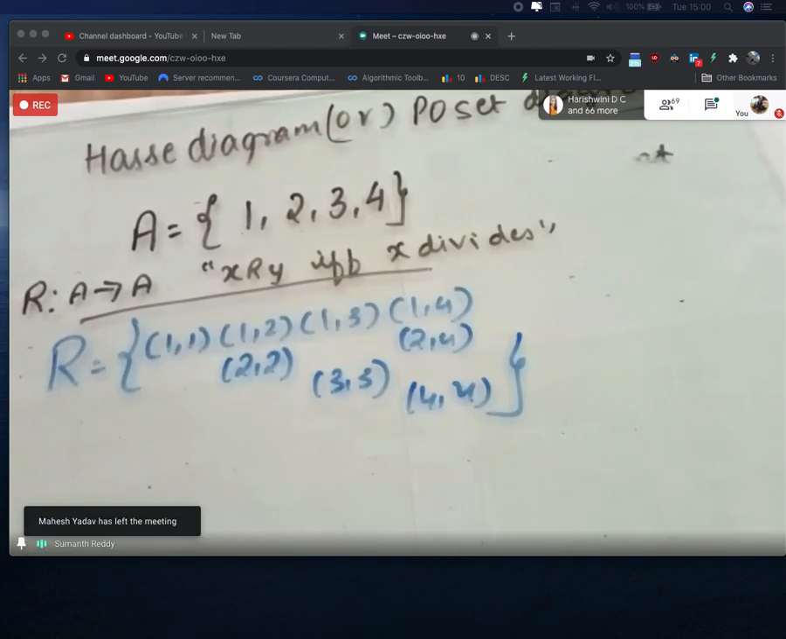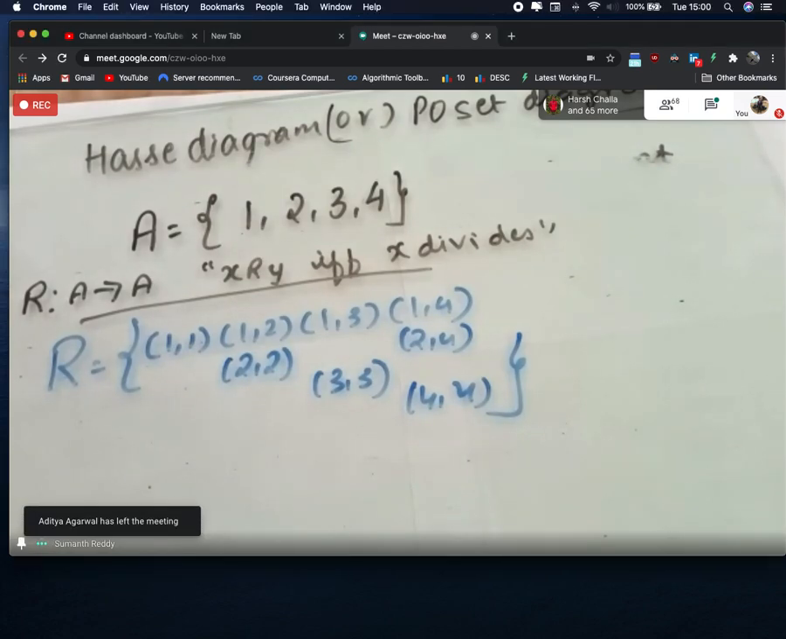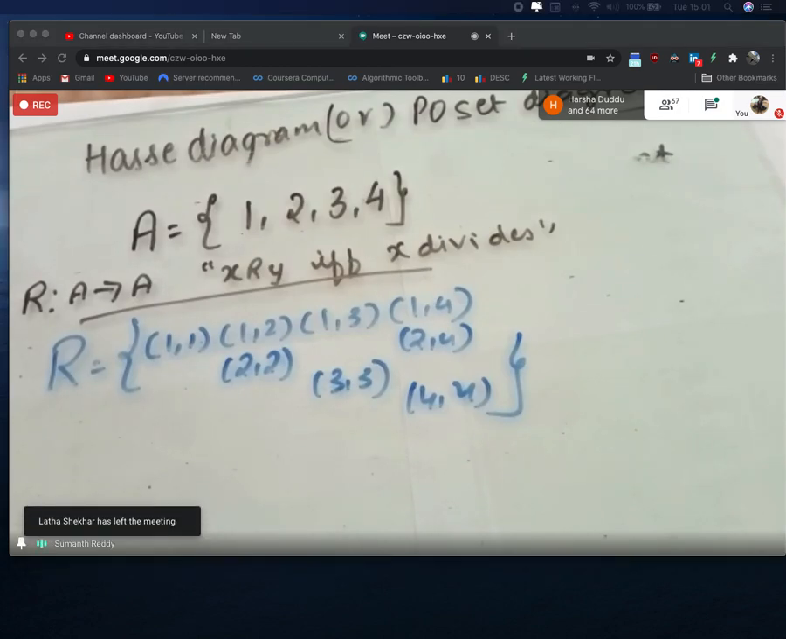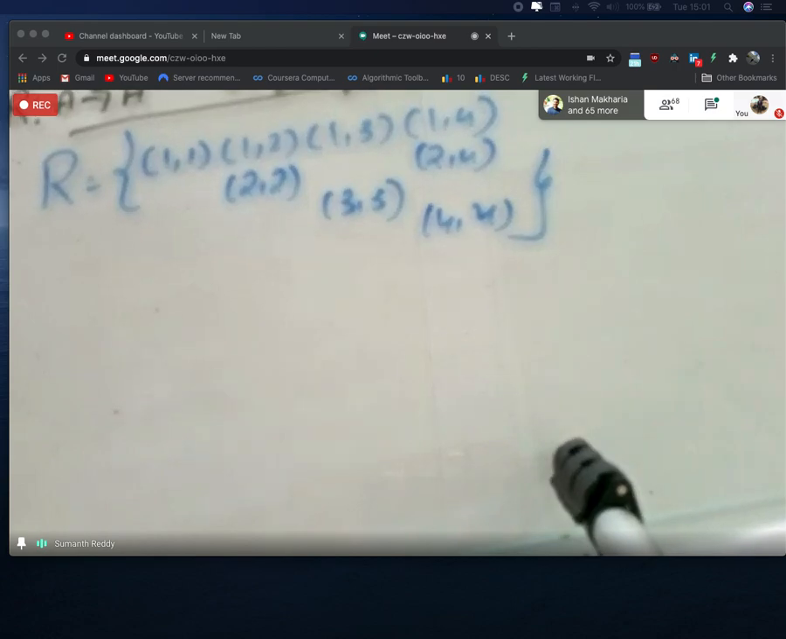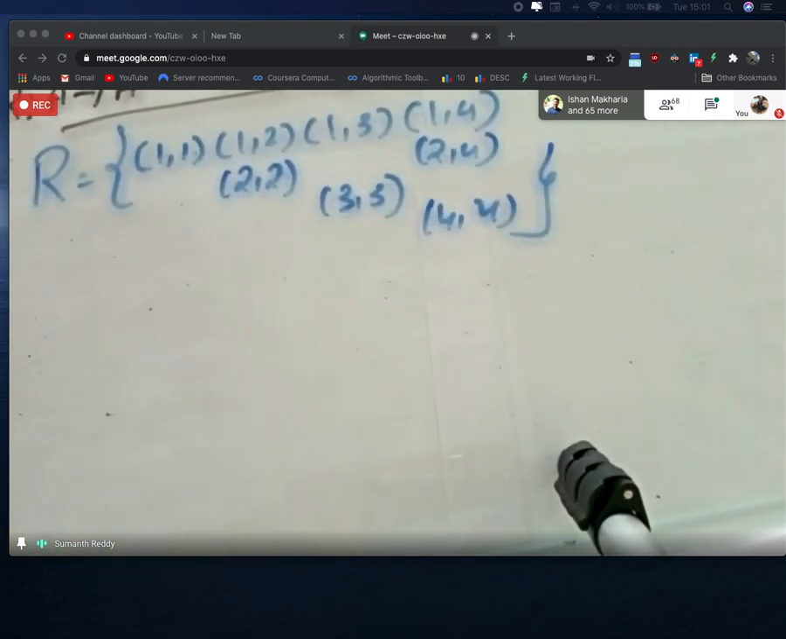Either you can represent the relation in the form of ordered pairs, or in the form of a digraph, or you can use the matrix, that is a 0, 1 matrix, or you can use the arrow diagram, right? So what I will do is, first I will try to write the digraph for this, and you know how to write the digraph, right?